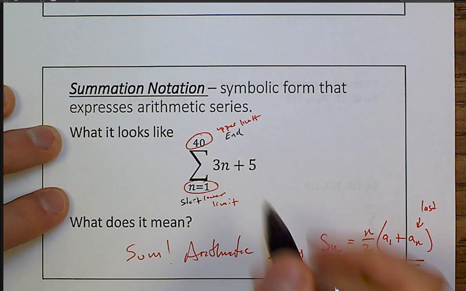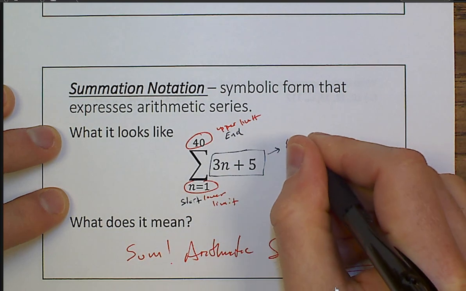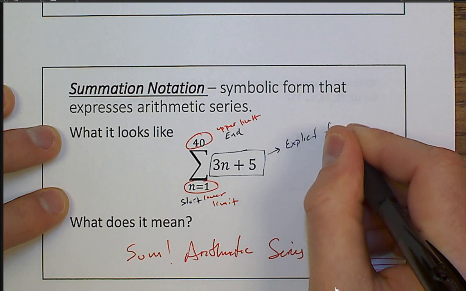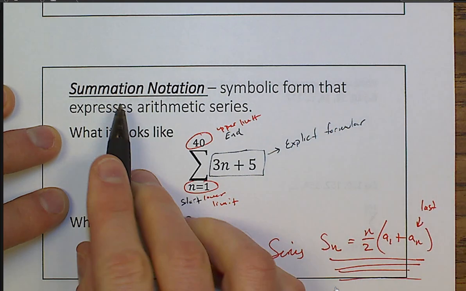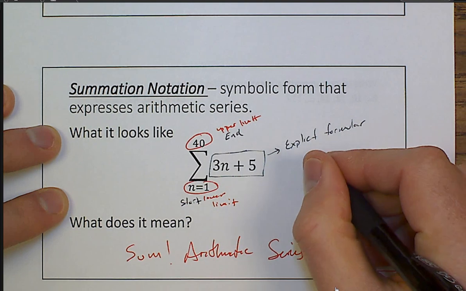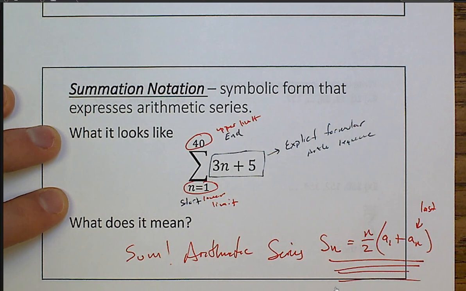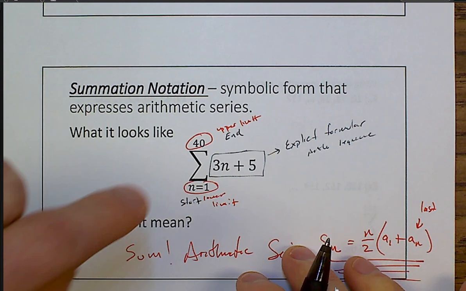This right here is important. This is always the explicit formula. And in this case, since we're doing summation notation for arithmetic, this would be the explicit formula for the arithmetic sequence. Okay? So let's take this and put it into practice.